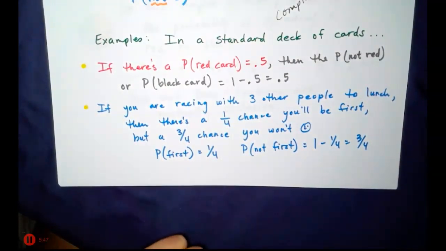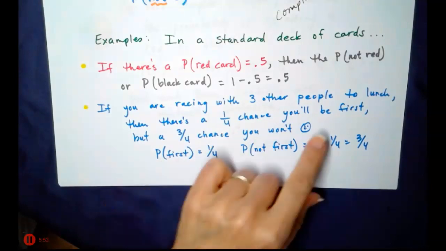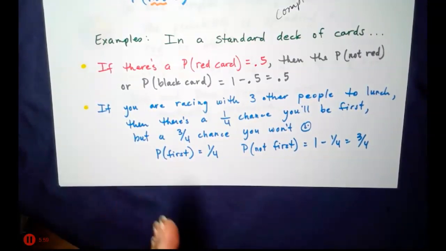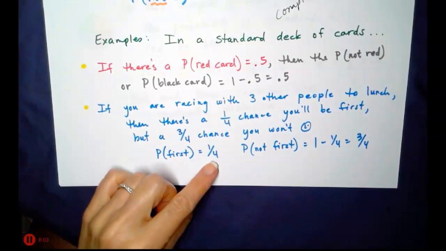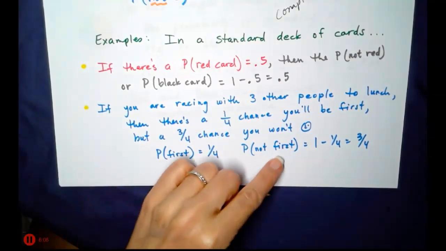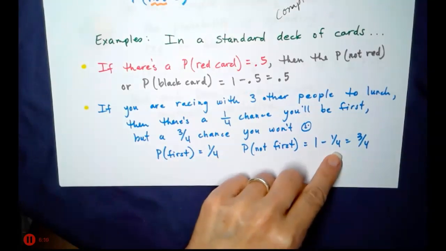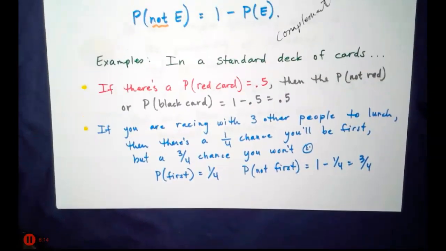Here we go. If you are racing with 3 other people to lunch, then there's a 1/4 chance that you'll be first. So we're not putting any rankings here. We're either saying you're first or you're not first. So the probability that you'll be first is 1 out of 4. That means the probability that you won't be first will be 1 minus 1/4 or 3/4. That should be pretty easy for you to visualize.